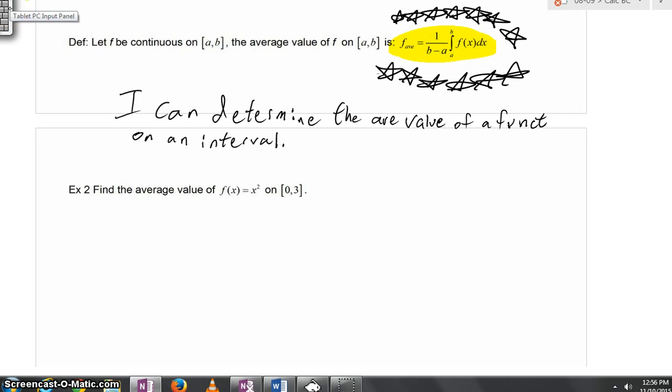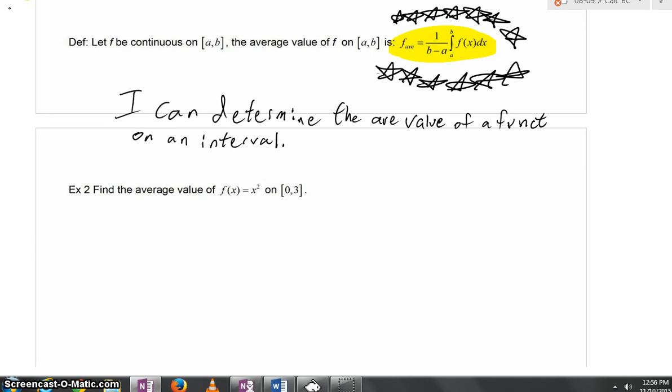Okay, a follow-up day on 6.5. At the top of the screen there is a super important definition, guys. You're going to see this a lot. It's the definition to find the average value of a function. It came from the mean value theorem of integrals. I put some stars above there.